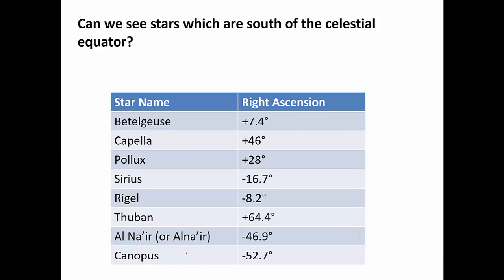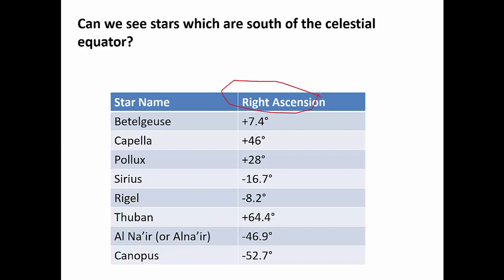Some of these stars with negative declinations, Rigel, that's up in the evening sky right now. Sirius is up in the evening sky right now. Those have negative declinations. Rigel is one of the bright stars in Orion. Sirius is the brightest star in the night sky. Declination of minus 16.